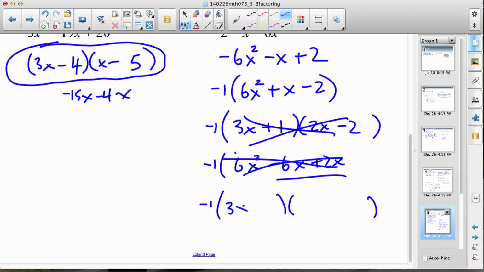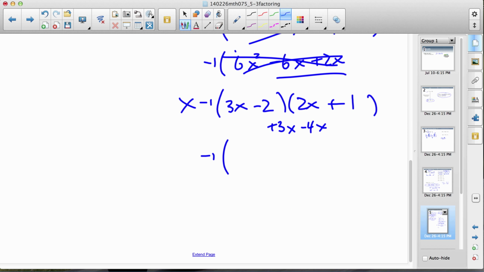So a 3x and a 2x. Maybe let's switch these around. So let's put a minus 2 here and a plus 1 over there. 6x squared plus 3x minus 4x. That's a minus x. Oh, shoot, I get a plus x. Oh, okay. All I have to do is change the sign. So this one's wrong again, but I'm sure that this next one will be right.